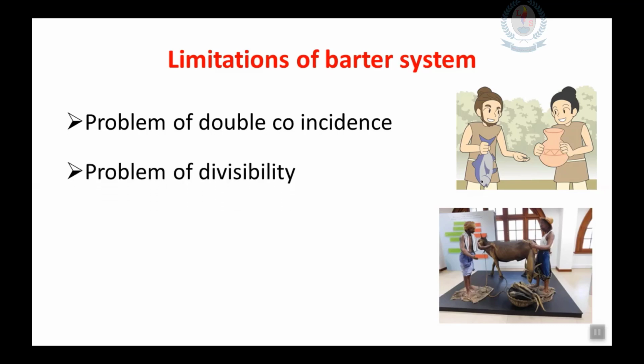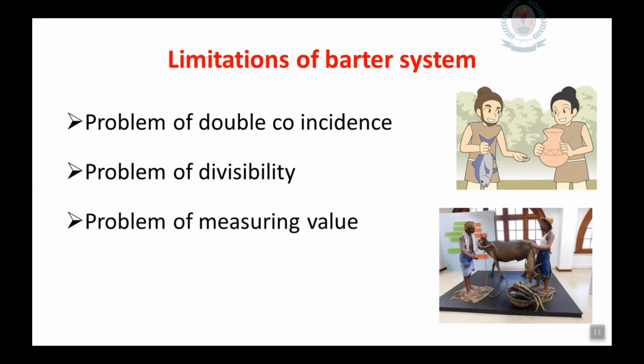Then the second one is the problem of divisibility. How to divide these products? You think wheat or rice can be easily split up, but a cow or goat, which has to be exchanged for clothes, could not be easily divided. So that problem is there.